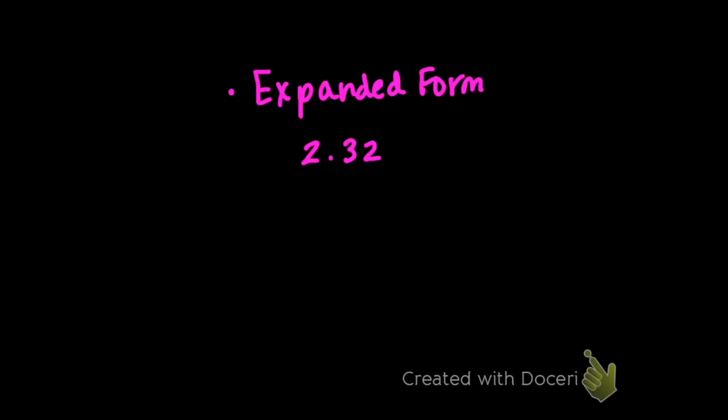Another form that we work with is expanded form. This is simply writing the digit and multiplying it by the place value that digit's in. So let me show you an example. We have 2 and 32 hundredths. Well, the 2 is in the ones place. So I want to make sure that anybody who reads this number understands that 2 is in the ones place. The way I do this is by taking the 2 and multiplying it by 1 for the place value.